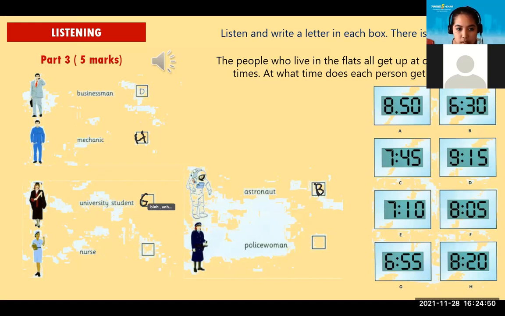The policewoman who lives in the downstairs flat goes running before she goes to work. She gets up at 5 to 7 every morning. I hear her in her kitchen sometimes. Making coffee? I don't know. There's another person who gets up earlier than me. She's a nurse, so she has to be at the hospital at 7:45. She gets out of bed at 7:10. She told me. Is she nice? Yes, I like her a lot. Who else do you know in the flats? There's a mechanic who lives on the first floor. He gets up at about 8:20, then has a shower every day. I hear him in the bathroom. He catches the bus at 8:50, like me.